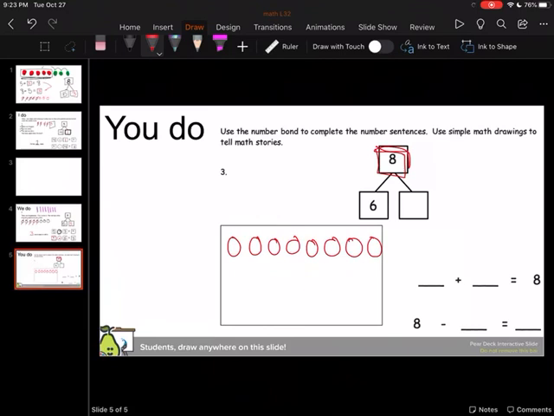So I need to figure out how many brownies are left. Mr. Spadaro ate 6, so I'm going to cross off those 6 brownies he ate. 1, 2, 3, 4, 5, 6. That was not very nice of him. So I had 8, and then I took away 6. How many brownies am I left with? 2. I'm left with 2 brownies. 8 take away 6 equals 2.